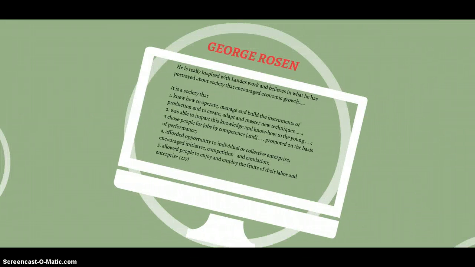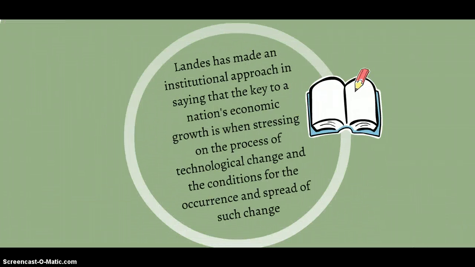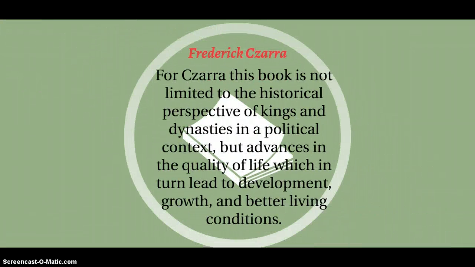George Rosen is very inspired by Landes's work and appreciates his idea of an ideal society, which is to develop technology, spread knowledge, give opportunity to the one who deserves it, and finally allow people to enjoy their success. Rosen also agrees with Landes's approach to a nation's economic growth, stressing the process of technological change and providing the conditions for its occurrence and spread. For Frederick, this book is not only about history but about the vision of quality of life that it gives, which in turn leads to development, growth and better living.